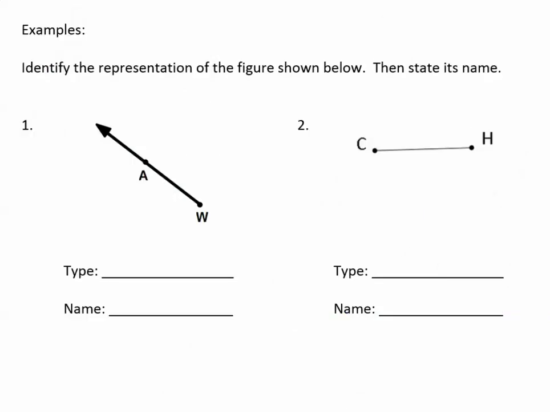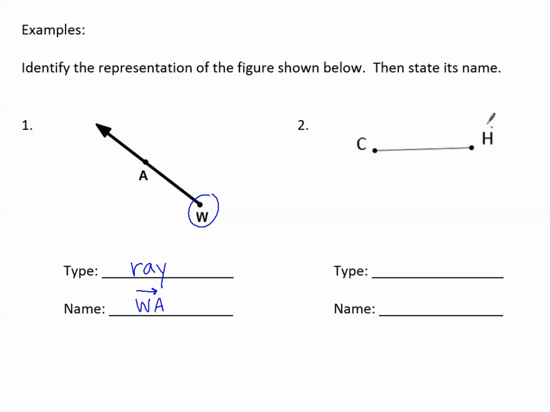Let's look at some examples. Identify the representation of the figure shown below. Then state its name. Number 1, this figure is a ray because I see an endpoint and then an arrowhead extending in one direction. So this is a ray, and we name it starting with the endpoint, WA, with the ray hat symbol over top.